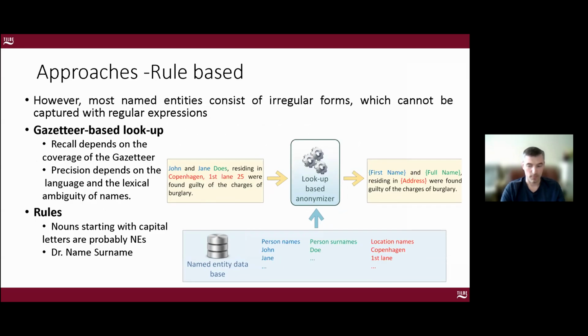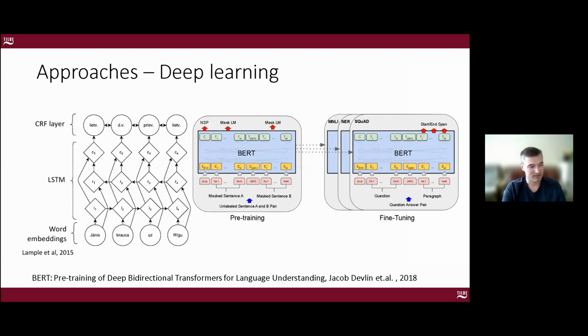But for irregular entity names, such methods are not so good, but still we could build a list of entities and try to match this list against our text, which we would like to anonymize. And this method works somewhat on people names. Also addresses can be found this way, and some other kinds of entities where we can build a list to be matched. Yeah, that's about the rule-based systems.